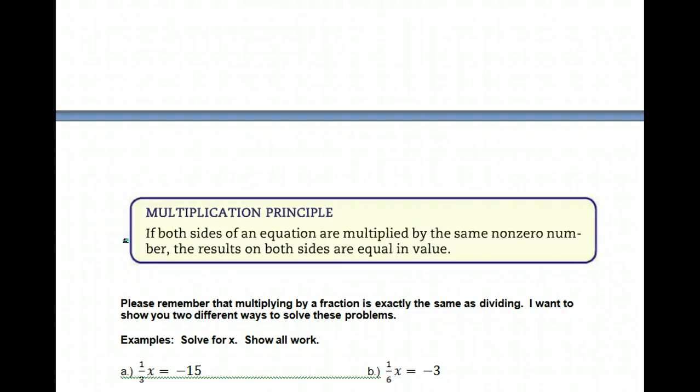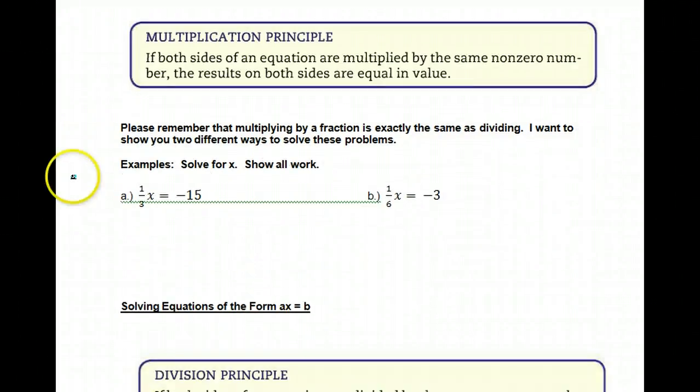And we can use this rule the same way that we use the addition principle. If we add something to both sides, that scale remains balanced. If you subtract something from both sides, that scale remains balanced. If we multiply both sides, our equation is going to remain balanced. If you divide the same number on both sides, your equation is going to remain balanced. Okay, so let's take a look at these two examples that I have here for you.